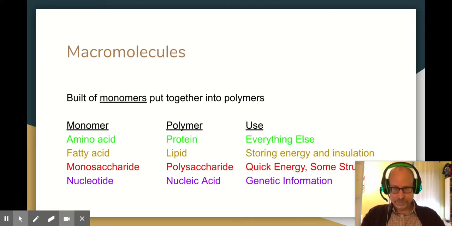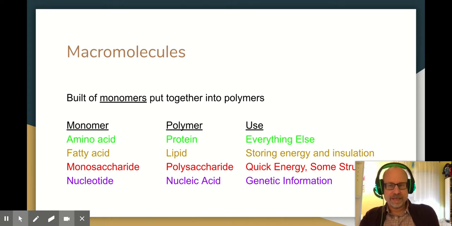I know you are tired of this chart already, but here it is again. Macromolecules are built of monomers put together into polymers. And here's the full one, starting with the monomer amino acids. You string those together, you have a protein. Proteins do all the other work in the body.